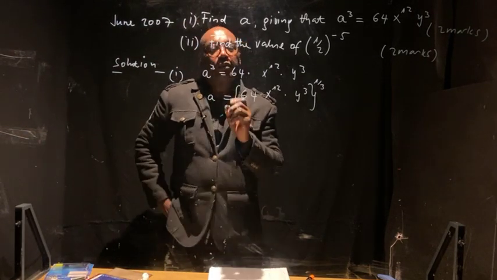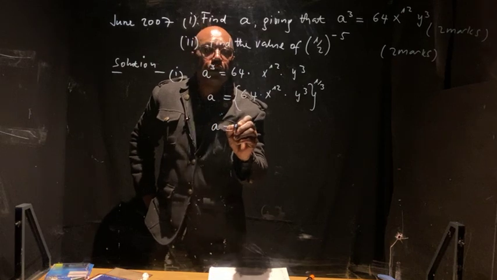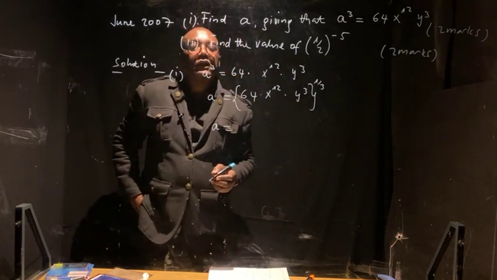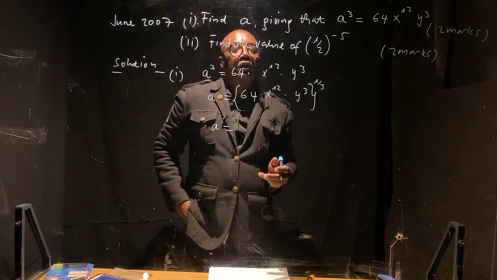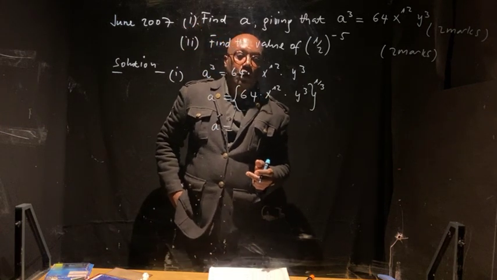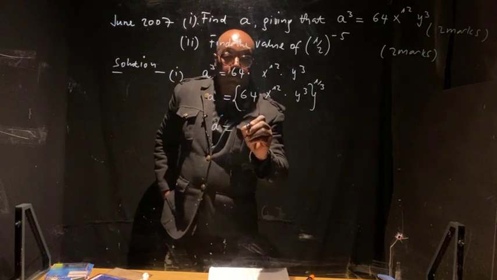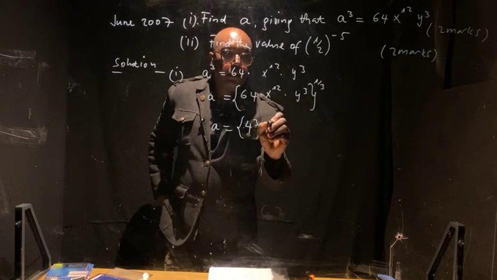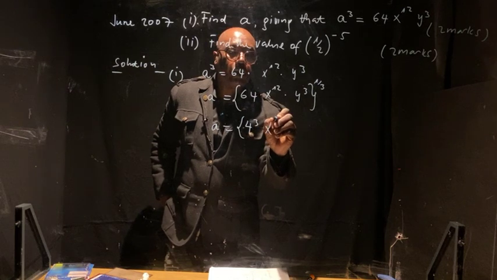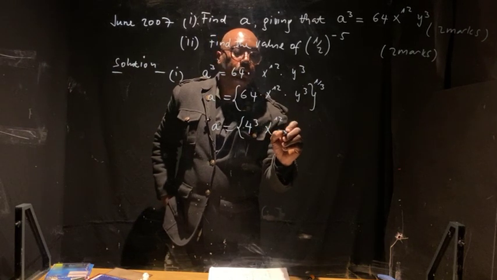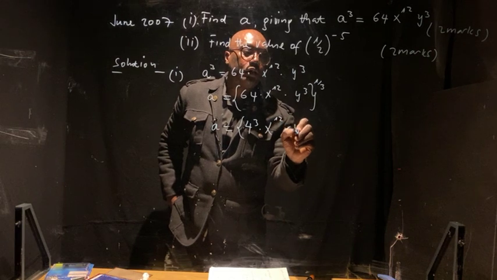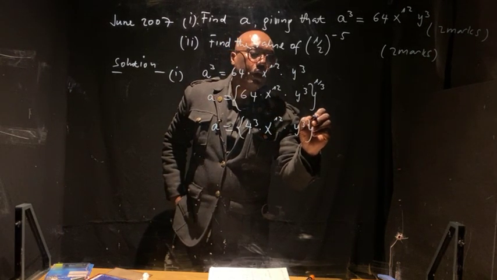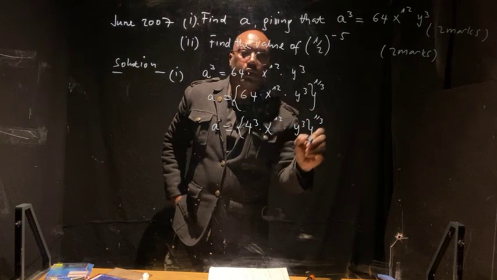But remember, a equals, what is 64? 64 is 4 times 4 times 4. So 64 is equal to 4 raised to the power 3, multiplied by x raised to the power 12, multiplied by y raised to the power 3, all having a common index of 1 over 3.